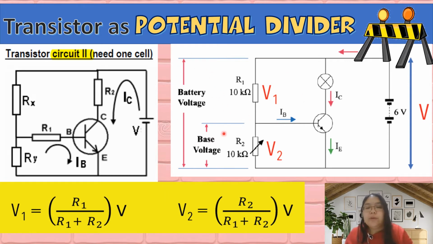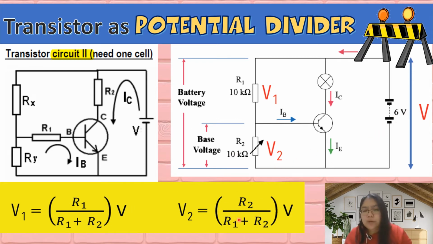So if we want to find V1 and V2, we must use the voltage divider formula, remember? So V1 equals R1 over R1 plus R2 multiplied by V. Okay, if I'm using this circuit, V1 is how many we don't know. R1 is how many? R1 is 10k ohm. R1 plus R2 means 10k ohm plus 10k, 20 kilo ohm, multiplied with the 6 volt. So you can find V1.